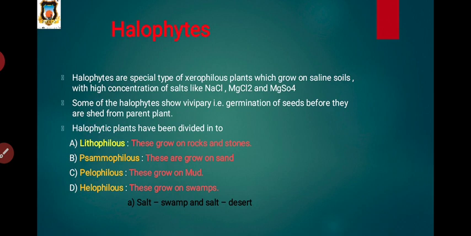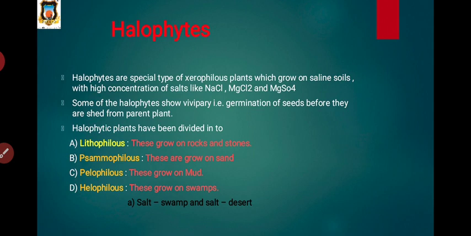Some of the halophytes show vivipary. The definition of vivipary: in plants, vivipary occurs when seeds or embryos begin to develop before they detach from the plant. That is, the germination of seeds before they are shed from the parent plants.